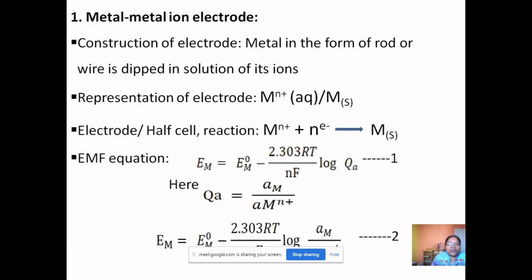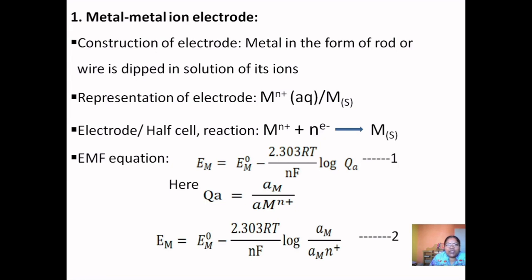So first, the metal ion electrode. Now how is the metal ion electrode constructed? We are writing it as construction of electrode. Metal in the form of a rod or wire is dipped in a solution of its ion. Meaning, what do we have to do?